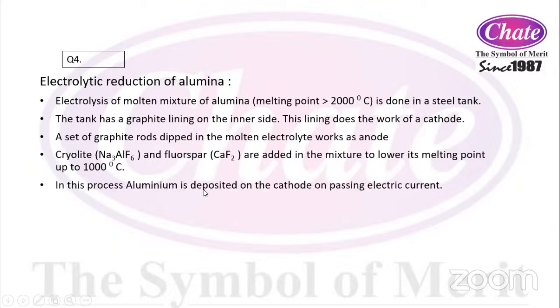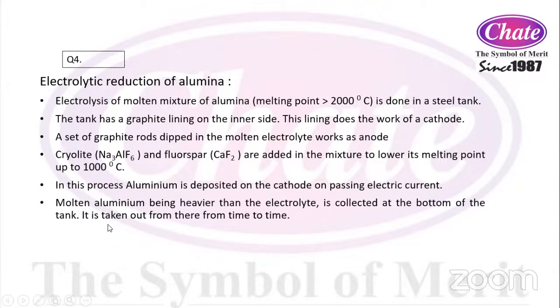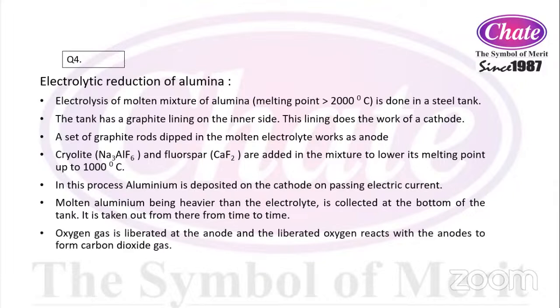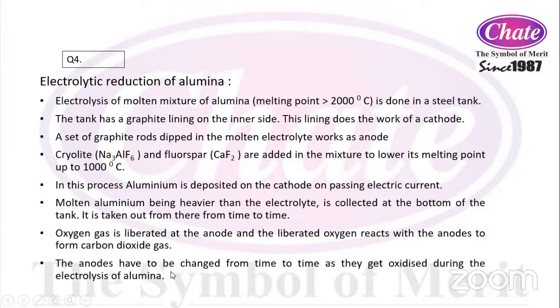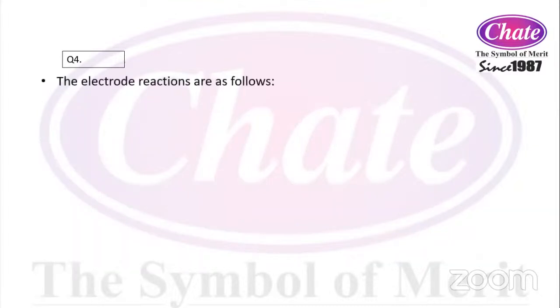In this process, aluminium is deposited on the cathode on passing electric current. So molten aluminium being heavier than the electrolyte, it is collected at the bottom of the tank and it is taken out from there from time to time. Oxygen gas is liberated at the anode, and the liberated oxygen reacts with the anode to form carbon dioxide gas, which we have already seen in an earlier question. The anodes have to be changed from time to time as they get oxidized during the electrolysis of aluminum.